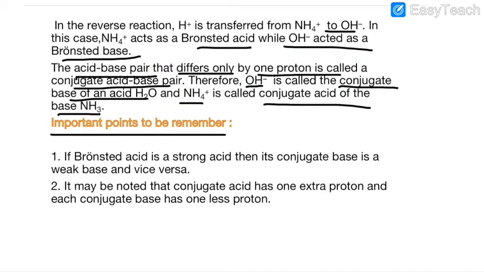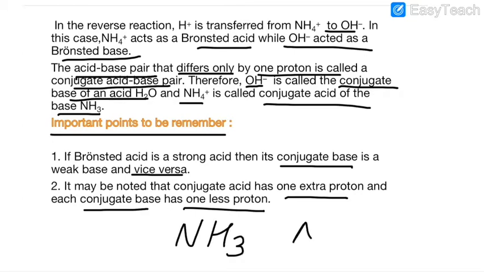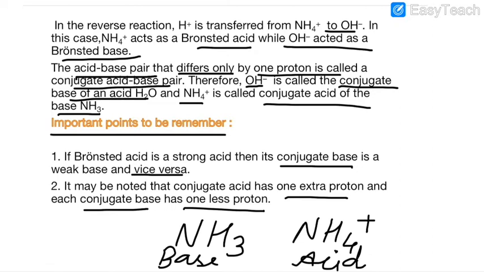There are some important points to be remembered. If a Bronsted acid is a strong acid, then its conjugate base is a weak base and vice versa. It may be noted that a conjugate acid has one extra proton and each conjugate base has one less proton. For example, if we compare NH3 and NH4 plus, then NH4 plus will act as an acid and it has one extra proton, whereas NH3, which acts as a base, has one proton less than the acid.